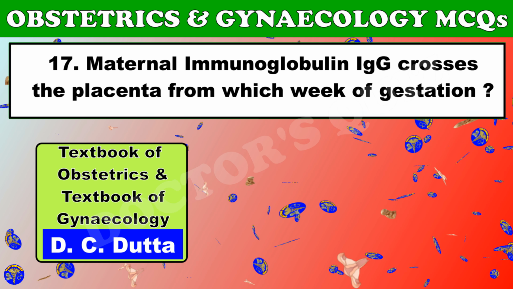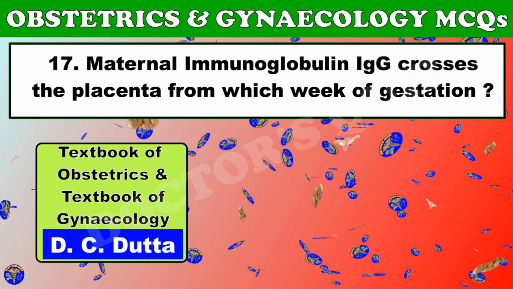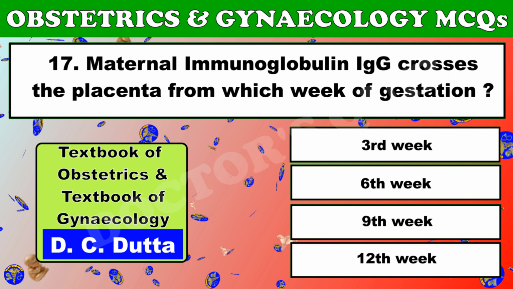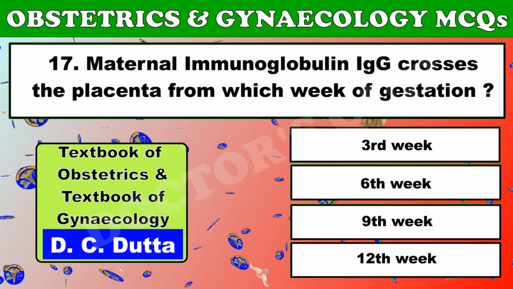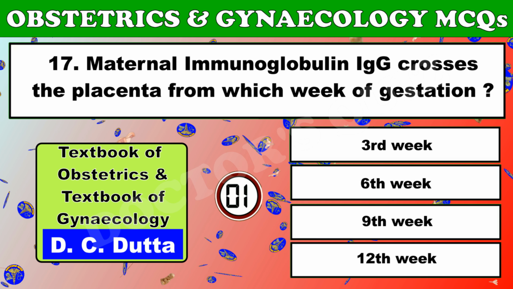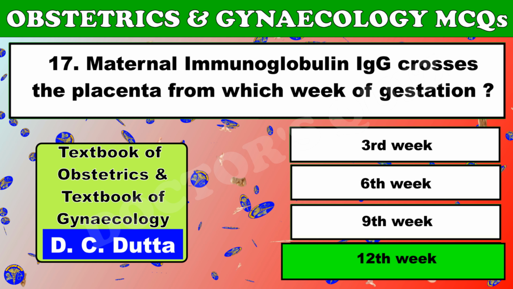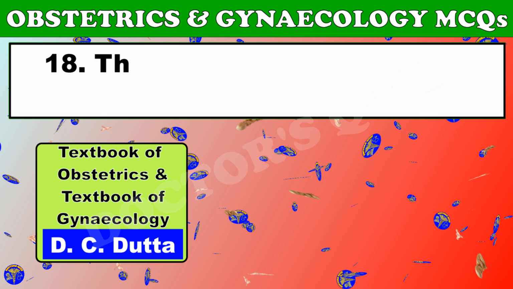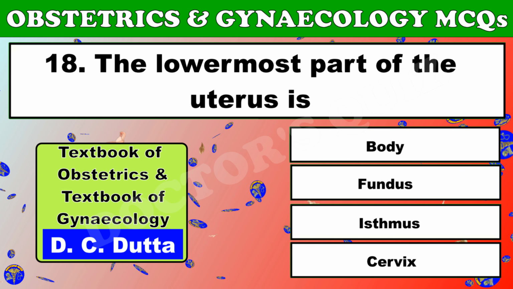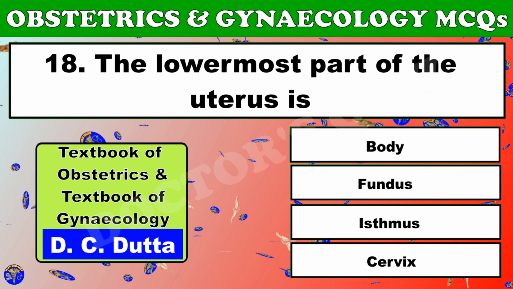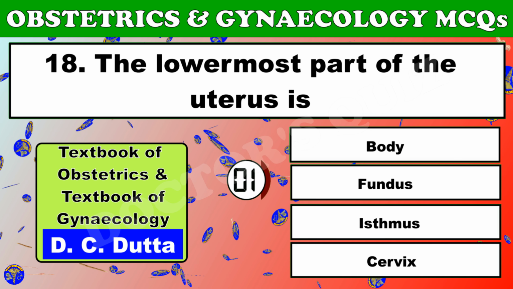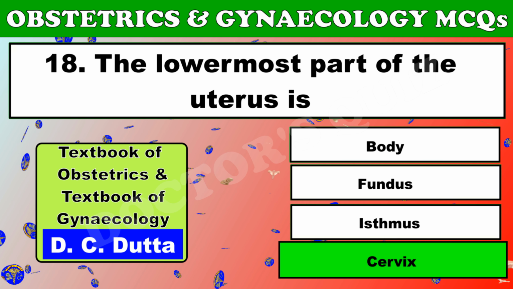The next question is, maternal immunoglobulin IgG crosses the placenta from which week of gestation? Options are 3rd week, 6th week, 9th week or 12th week. Answer is 12th week. The next question is, the lowermost part of the uterus is? Options are body, fundus, isthmus or cervix. Answer is cervix.